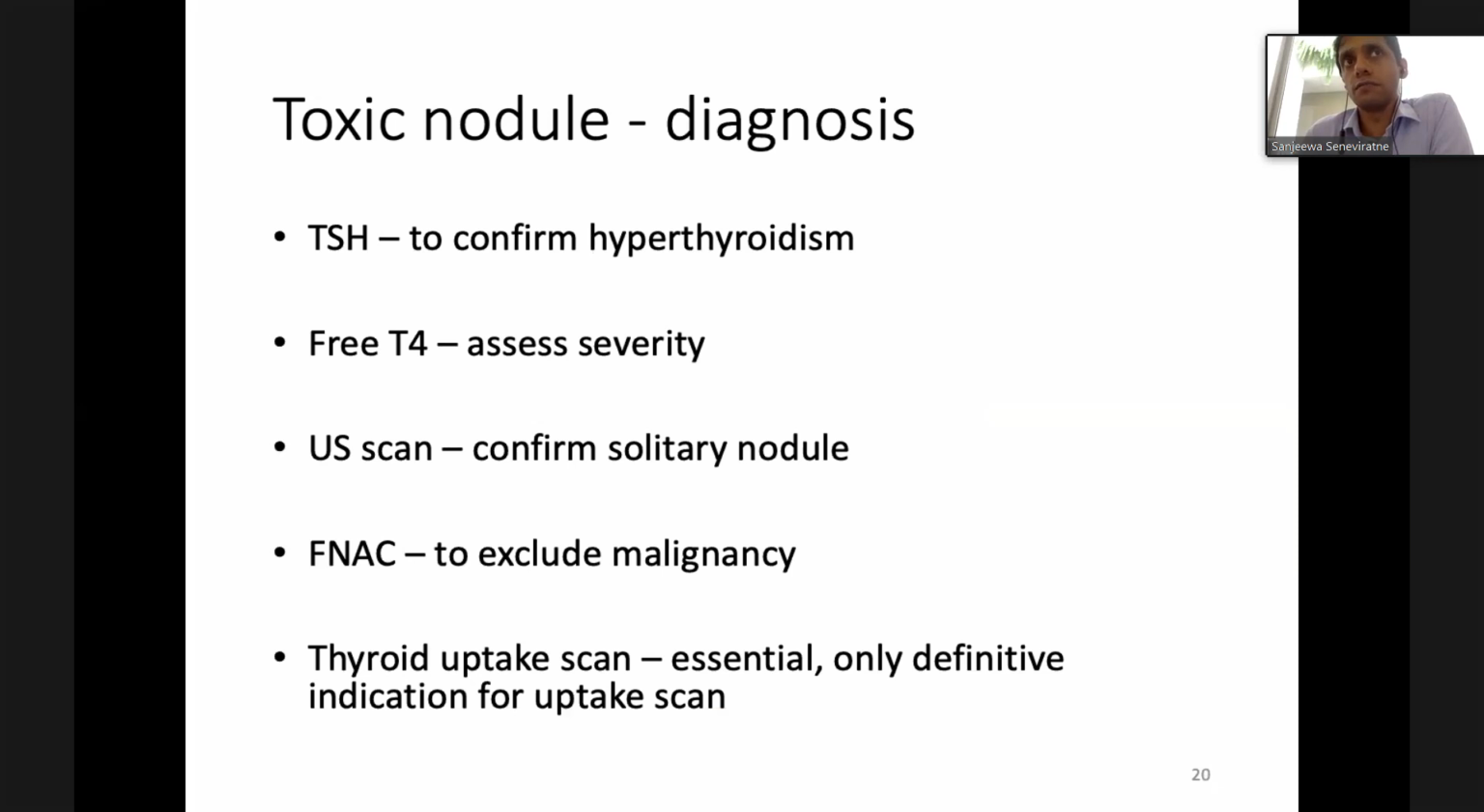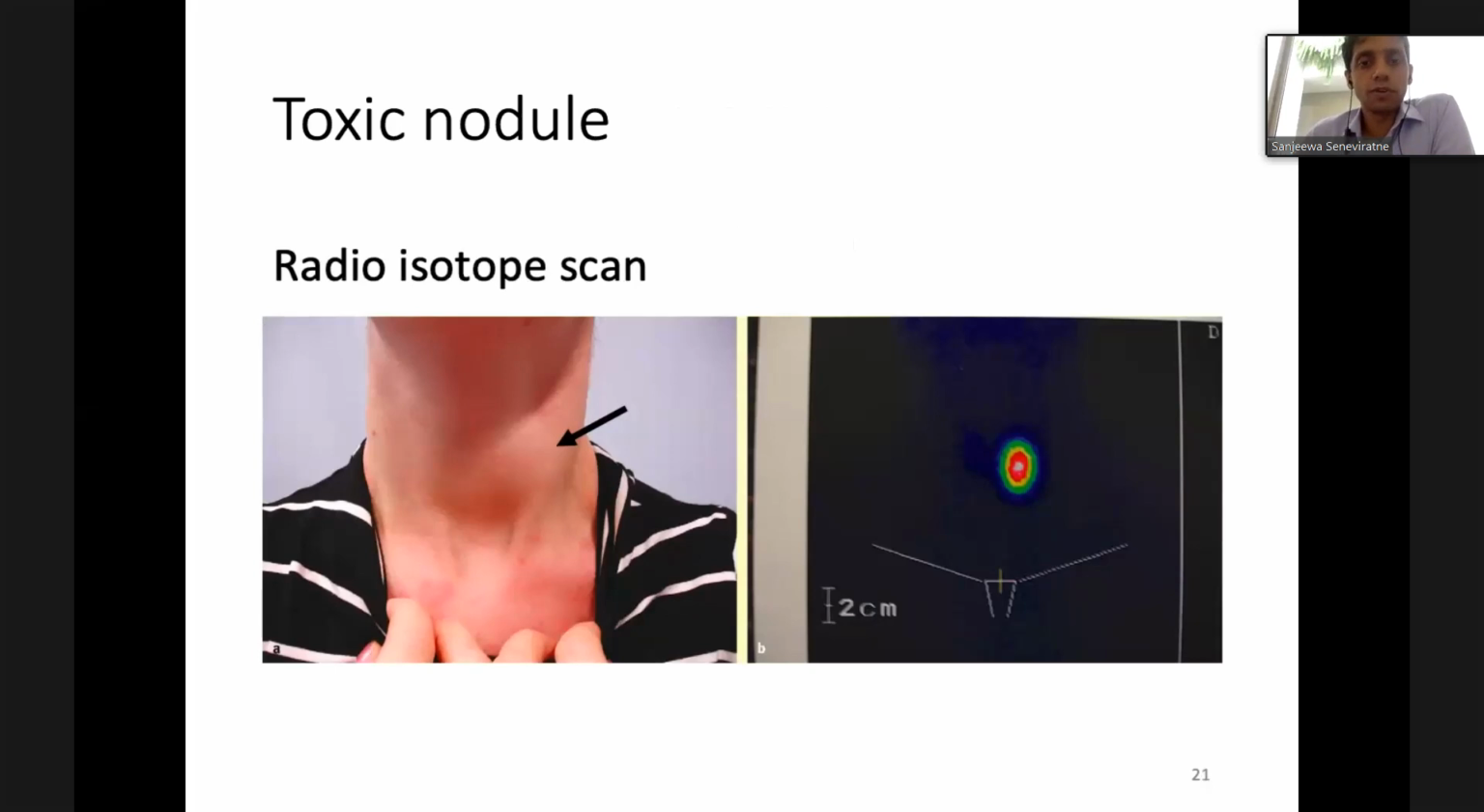However, we know that very rarely are these lesions malignant. Hyperthyroidism with malignancy is a very rare association. However, there's another important investigation that we do, that is an uptake scan or scintigraphy. It is considered essential in this situation because it is the only investigation that will tell us that this is a toxic adenoma. Everything else is circumstantial only. Somebody with a solitary nodule and toxicosis, it could be something else. So only an uptake scan will confirm that this is a toxic adenoma.